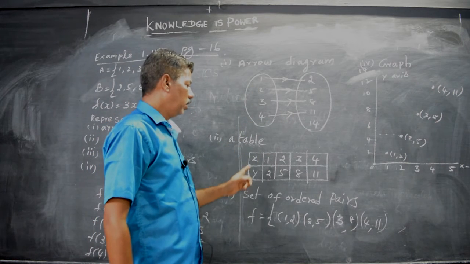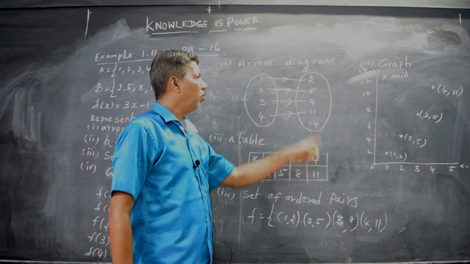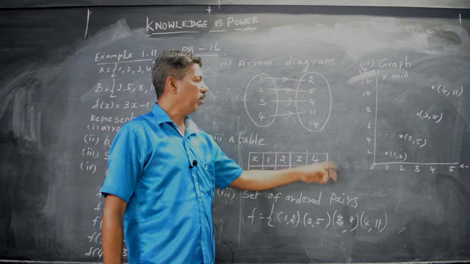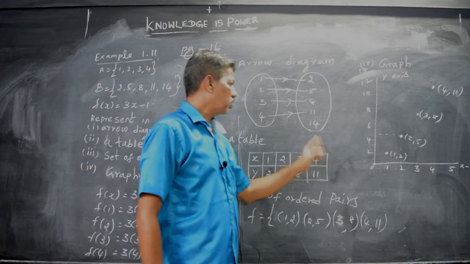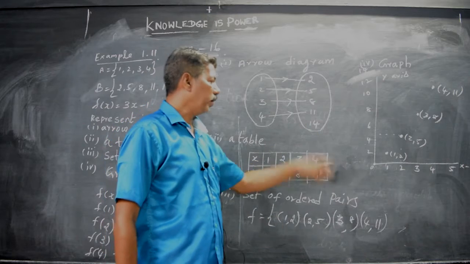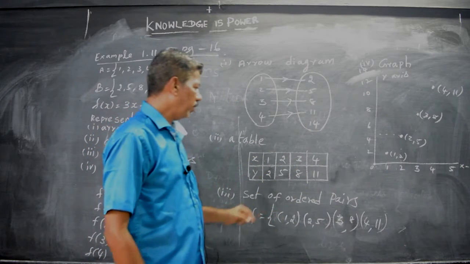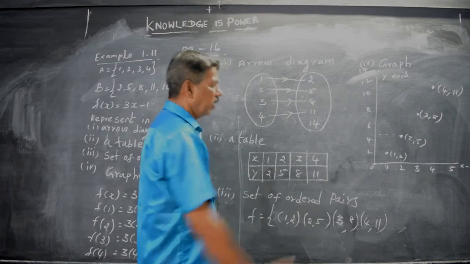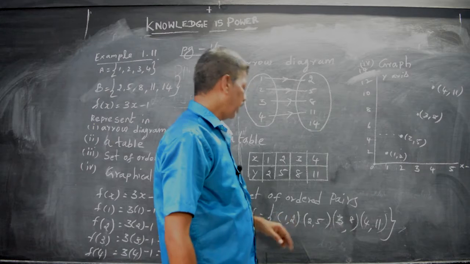And the table. X, Y, same. 1, 2, 3, 4. What answers are we getting? Here there is no need to write that 14. Why? Because you are not getting any pre-image for it. So for this you need not write 14. Leave that. Next, the set of ordered pairs. Same: 1, 2, 2, 5, 3, 8, 4, 11. Like that, then close the set bracket.